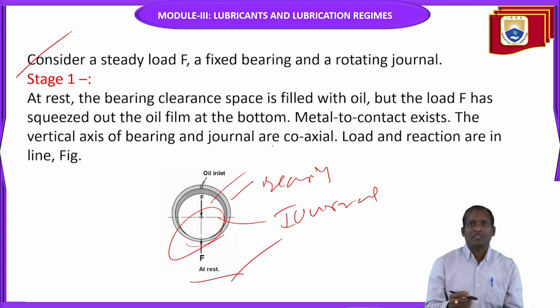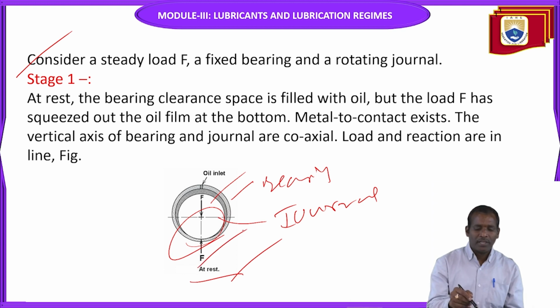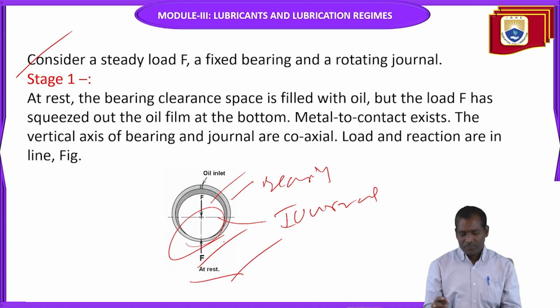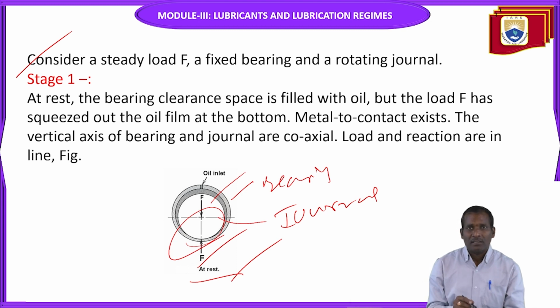Whenever this bearing is subjected to load, there is metal to metal contact. The vertical axis of the bearing and the journal are coaxial. The load and the reaction are in line. These two forces are in line, and the vertical axis of the bearing and the journal axis are coaxial. This is at a rest condition.